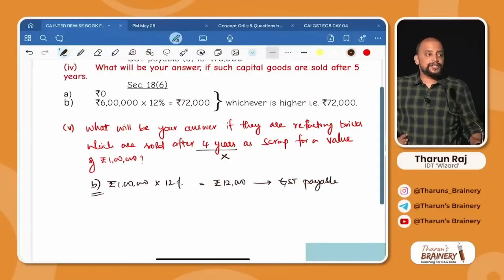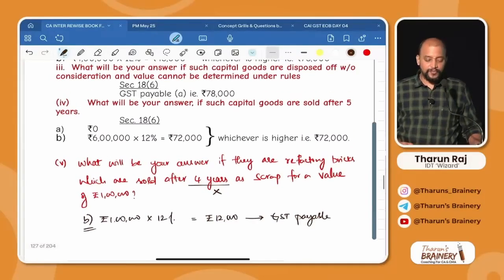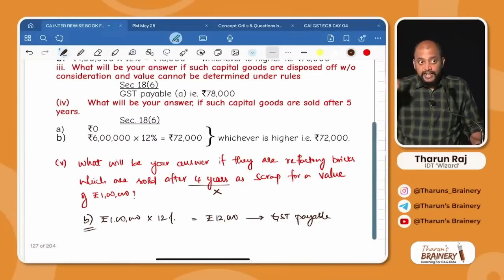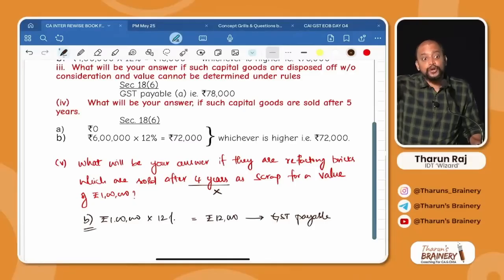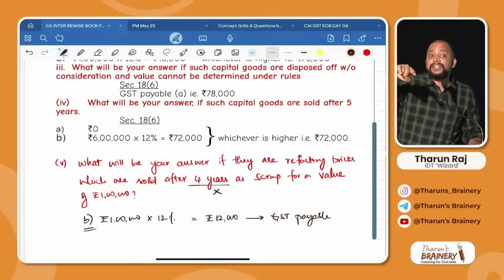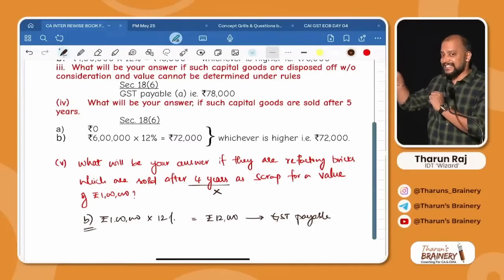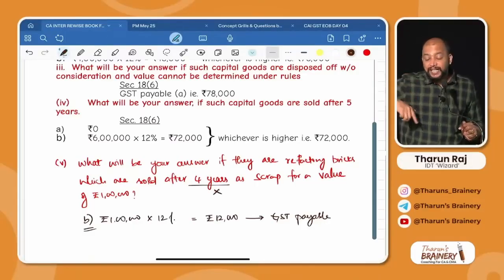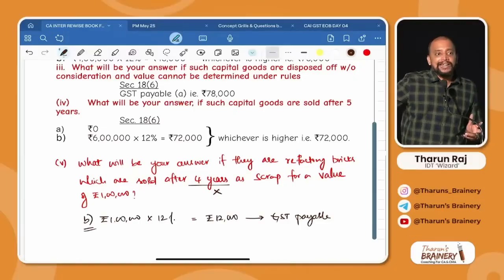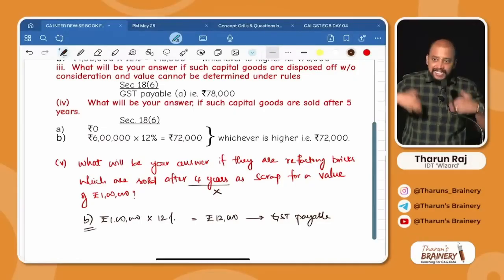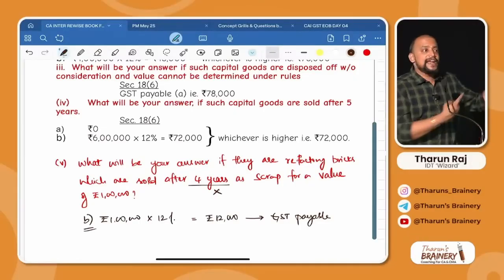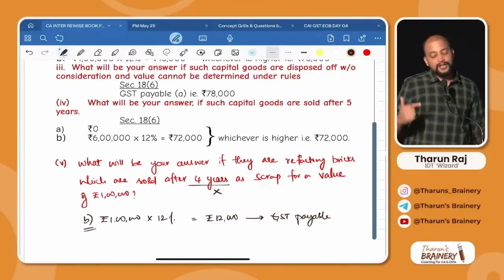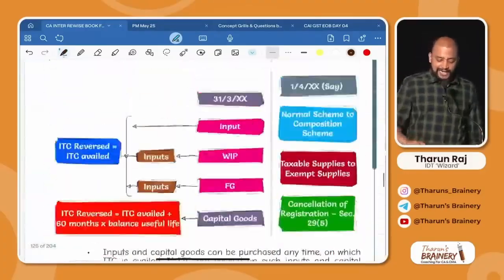Understood here, 18 subsection 6. Why did we discuss 18 subsection 6? Demo car, listen: a demo car is purchased and after some years it is sold. At that time, how to determine the GST payable as per 18(6)? Because demo car purchase is capitalized. When demo car purchase is capitalized and it is sold, definitely capital goods on which ITC is availed are sold. So for 18 subsection 6 we need to do the computation. For that reason we learned this 18 subsection 6.